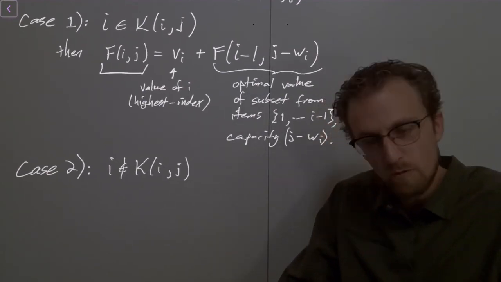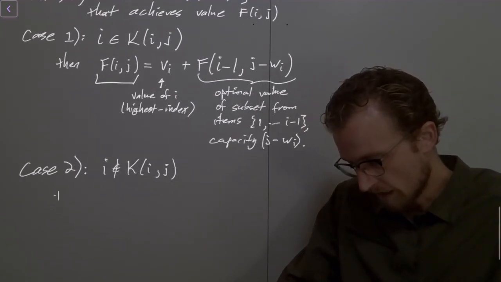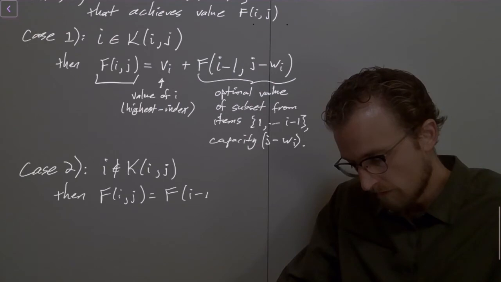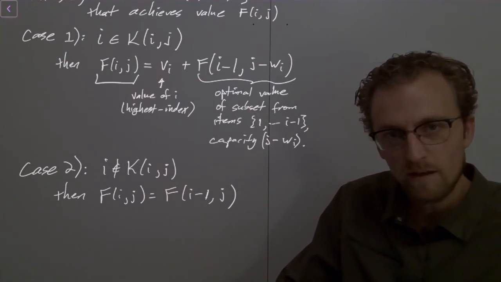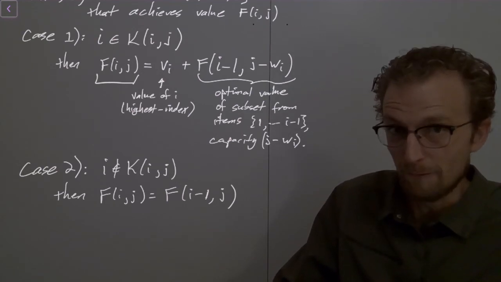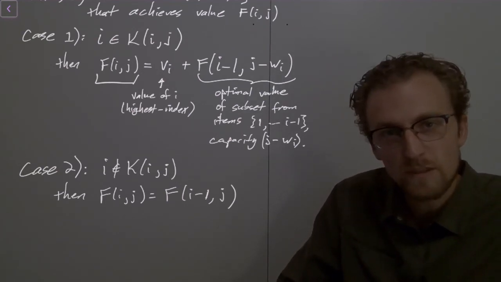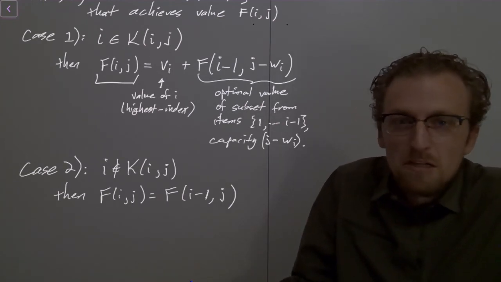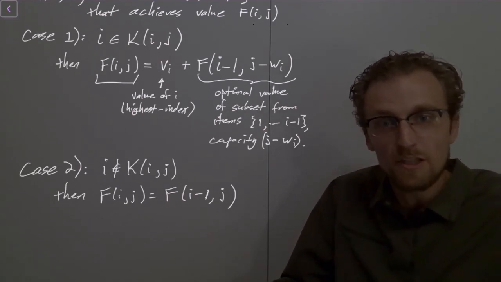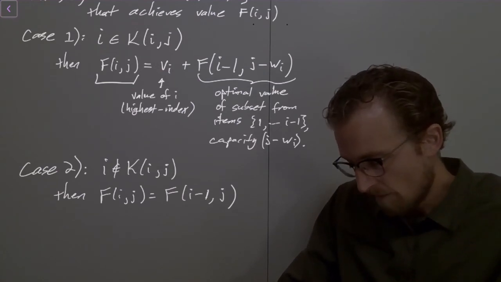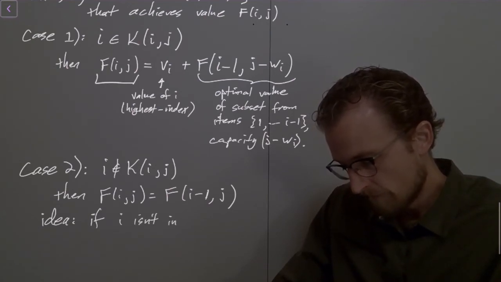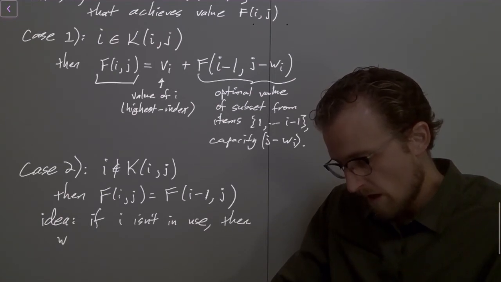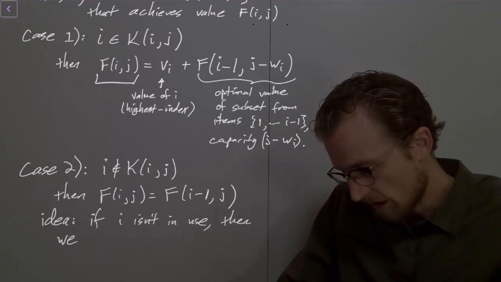And so now, then what do we have? How can we write f of I and j as a function of some subproblem? Well, now it's super easy, right? F of I and j is just equal to f of I minus 1 and j. Okay, what do I mean by this? Well, if I is not a part of the optimal subset, then if I say now you're not allowed to use it, you say, I don't care, I wasn't using it in the first place. Right? That's what this is doing. It's saying that if I isn't in play, then telling me that I'm not allowed to use it doesn't change the optimal value of the subset. And so basically the idea is, if I isn't in use, then we might as well just ignore it, right? That's what we're saying here.